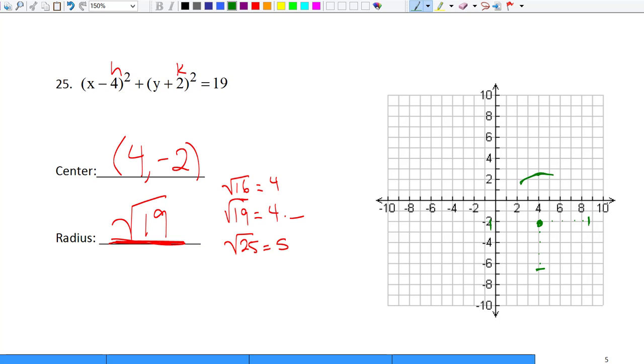And you can use those marks to connect your circle. And again, it doesn't have to be perfect. You just have to try not to make it like a diamond, okay?